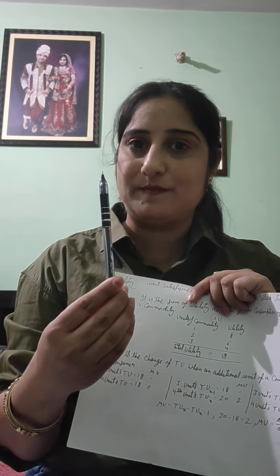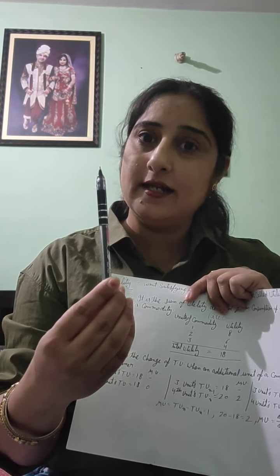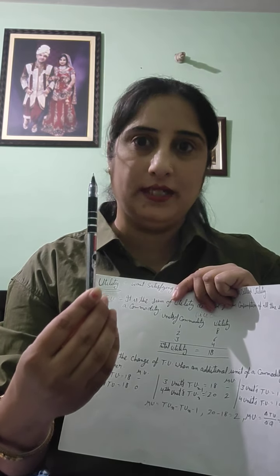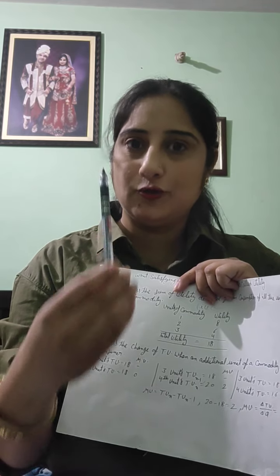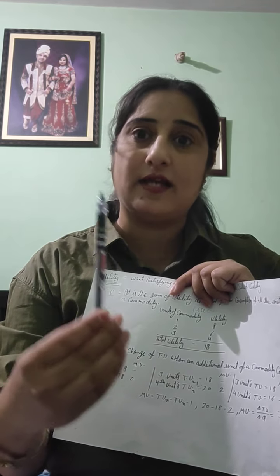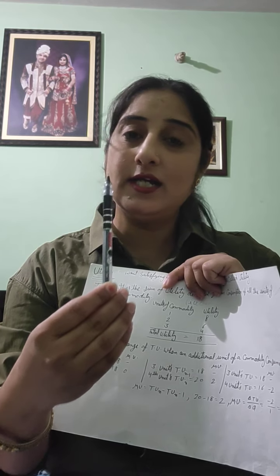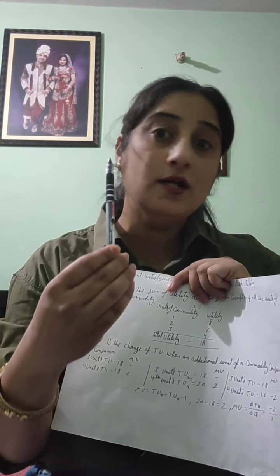Like, I have a pen. I can write with this pen, so there is utility in this pen for me because I can write with it. So this pen has utility because it can satisfy my want. Utility is the want-satisfying power of a commodity.